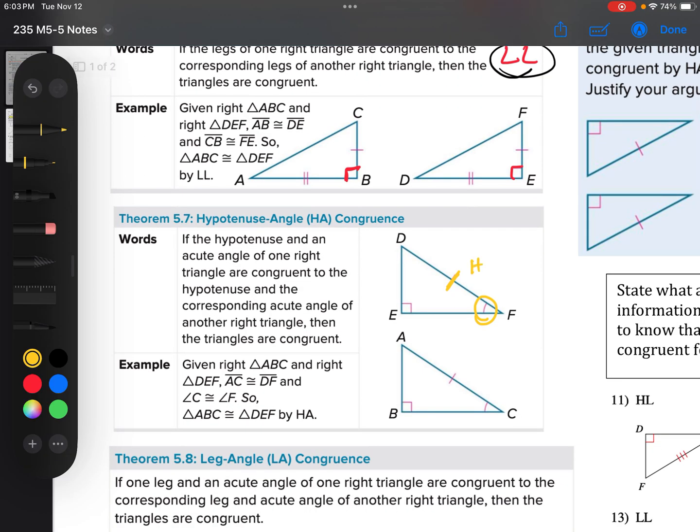It has to be like HA, it has to be laughing. H-A. Over here, that's not laughing because it has to be right next to each other. So the hypotenuse and the angle are right next to each other. Because you have the same sort of thing going on here, those two triangles are congruent by hypotenuse angle.